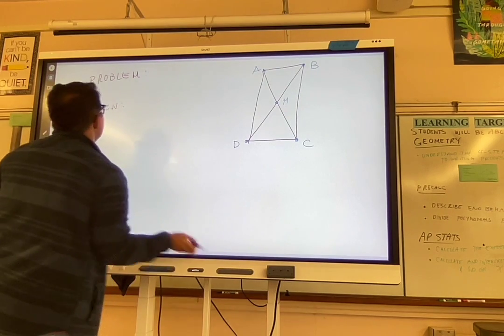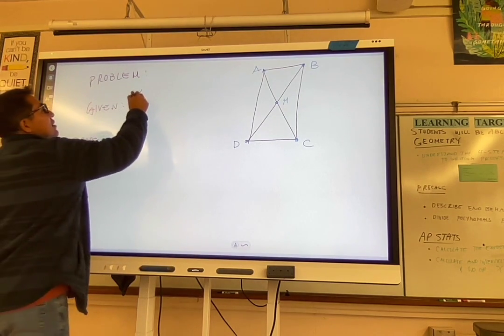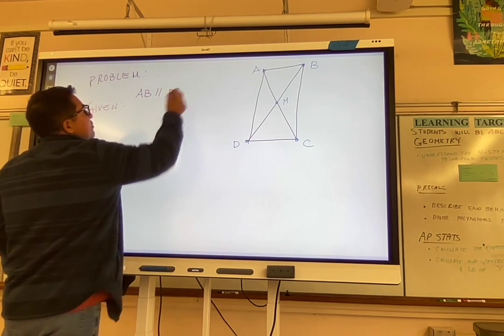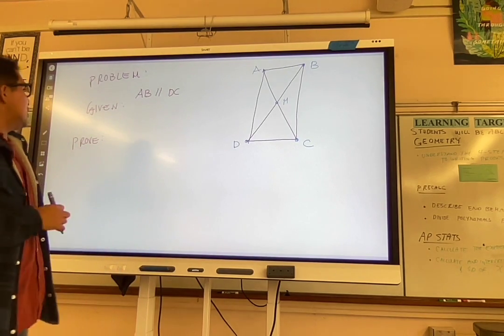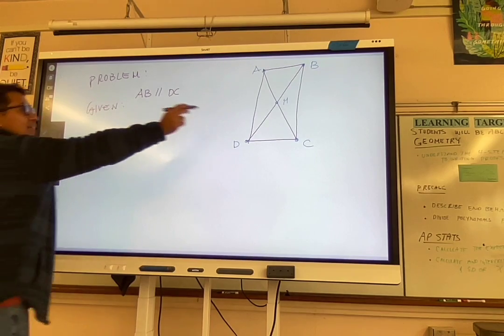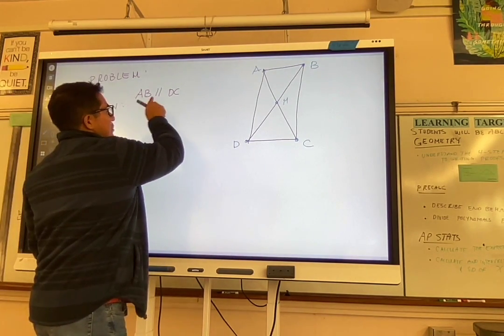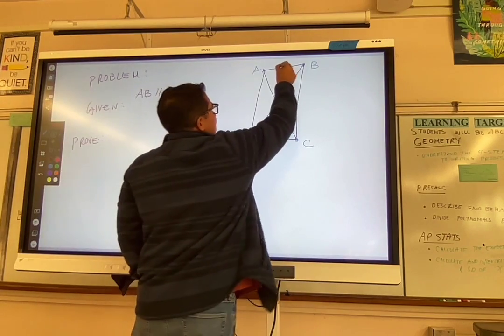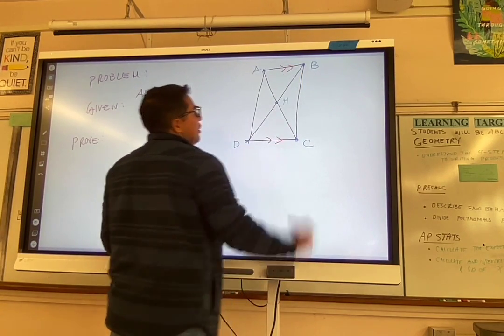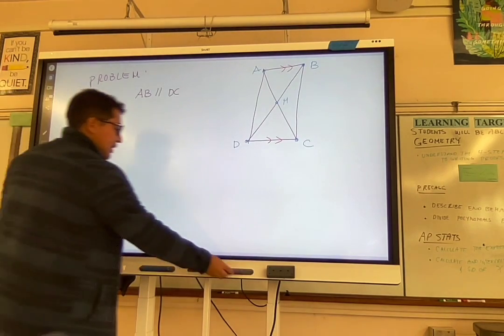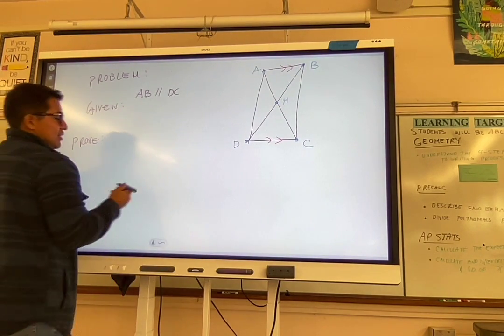Let me give you some information. So one thing that you're given is AB is parallel to DC. Okay? So if this is you taking the test, if you read that and you have that picture, the first thing you should do is mark it up. What does it mean for AB to be parallel to DC? It means you should be marking up the following little arrows, okay? Good so far?